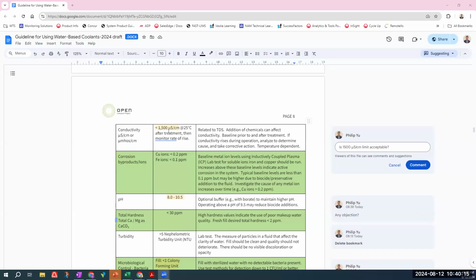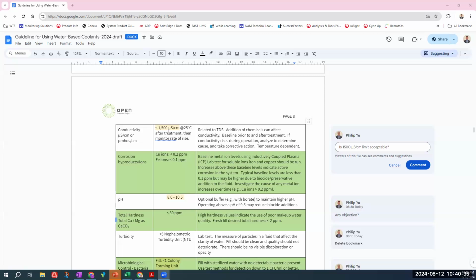When they start up, usually the coolant has less than 100 microsiemens, but as it starts running, there's chemical addition from biocide or additional coolant added. Usually there's a fluctuation, but we set it up to be 1,500 as a reasonable limit.